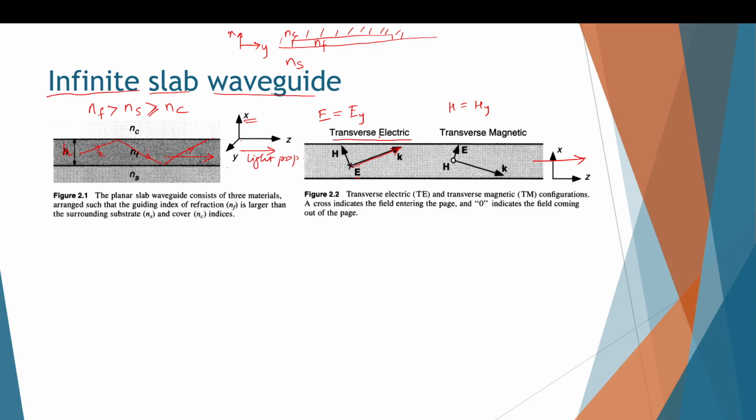transverse electric polarization is defined to be the polarization in which the electric field is perpendicular to the z-axis. That means the electric field is along the y-axis. So in this case, if it's along the y or negative y-axis, then we call it transverse electric polarization. If the magnetic field is along the y or negative y-axis, then we call it transverse magnetic polarization. And we can also have a combination of these two.